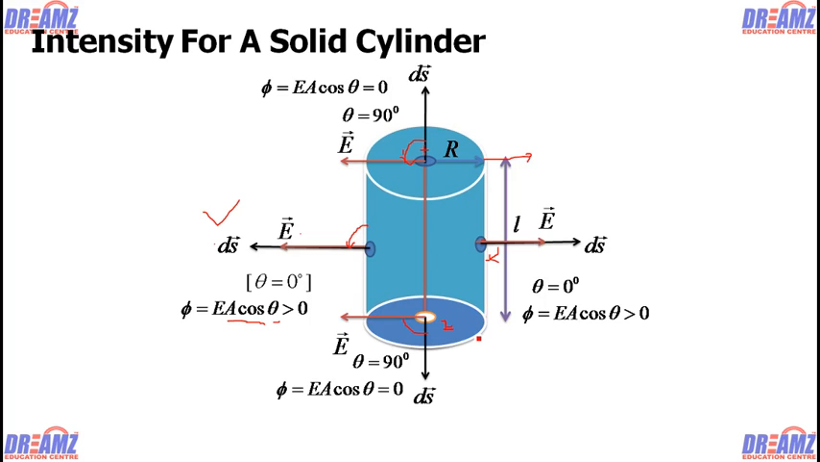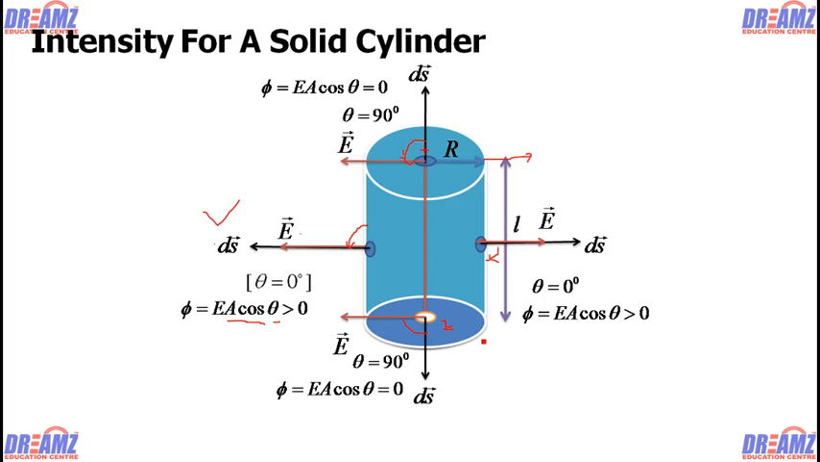So this picture is very important for your concept. This picture tells the story that the flux produced for any cylinder, it may be a hollow cylinder or solid cylinder, will be only for the lateral surface area. There is no flux because of the two circular planes on the top and on the bottom.